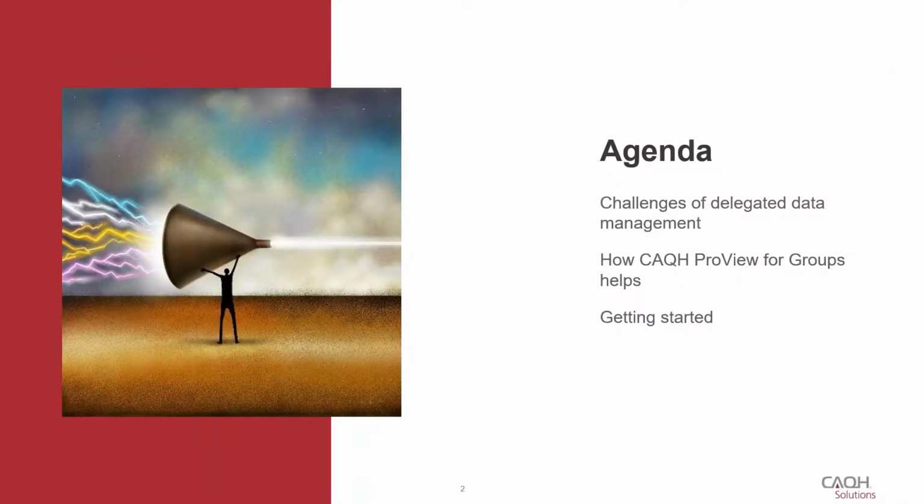Here's our agenda for today. First, we'll talk a bit about the challenges of sharing provider data. After that, we'll get into ProView for Groups itself, what it is, how it works, and how it makes your life easier. This will be the bulk of the discussion, and my coworker Taha will take us through a live demonstration. Finally, I'll tell you what you need to do to get started submitting rosters using CAQH ProView for Groups. ProView for Groups is available completely free of charge to provider groups, so it's easy to get started. Let's begin.